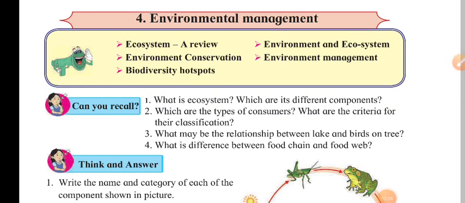Today we are going to see the Maharashtra State Board Class 10 Science and Technology Part 2, chapter number 4, Environmental Management. In this topic we are going to study the ecosystem, environment and ecosystem, their relations, conservation of environment and the biodiversity hotspots, environmental management, why it's needed, the need for conservation of the environment. That all we are going to discuss in this topic.